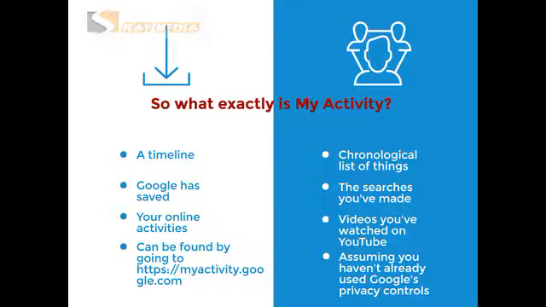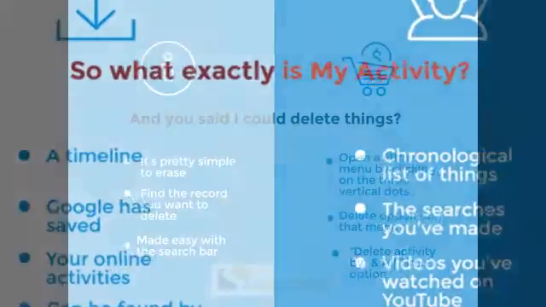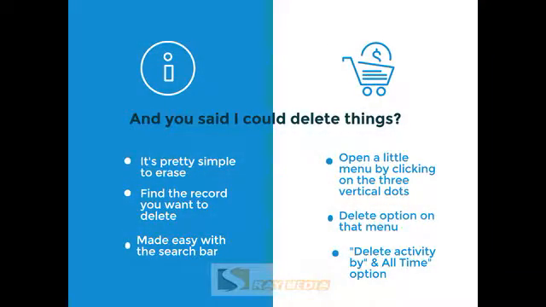Once you've made it in, there should be a big chronological list of things you've done using Google services, the searches you've made, videos you've watched on YouTube, and so on, assuming you haven't already used Google's privacy controls to block the collection of certain information, of course. You can even search through the data trove to look up a specific record or activity Google has saved, like maybe the time you searched for a home remedy for plantar warts, or filter the timeline by date or type of activity. And you said I could delete things?